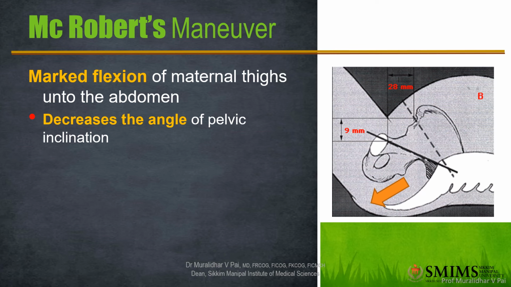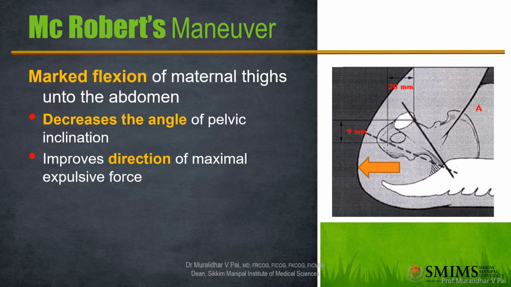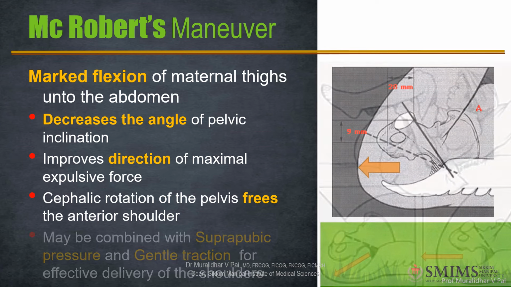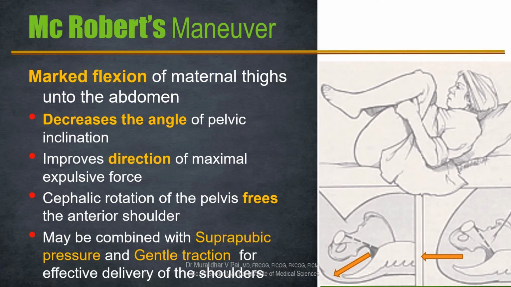This decreases the angle of pelvic inclination, thus improving the direction of maximal expulsive forces. Cephalic rotation of the pelvis also frees the anterior shoulder. McRoberts maneuver may be combined with suprapubic pressure and gentle traction for effective delivery of the shoulders.